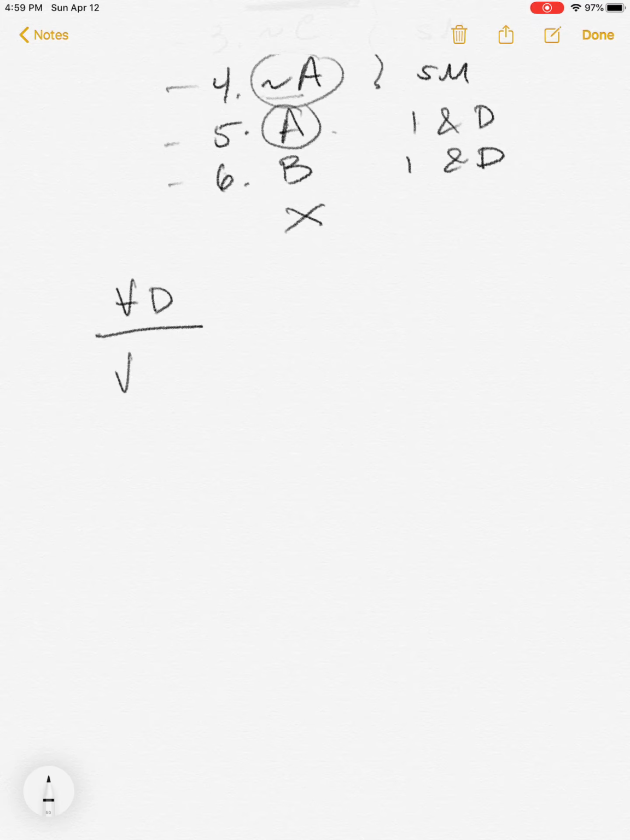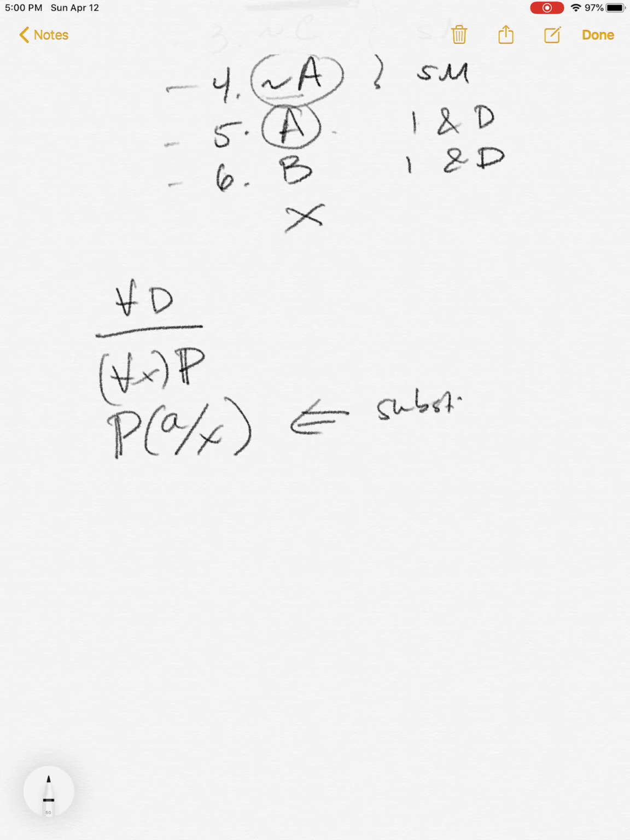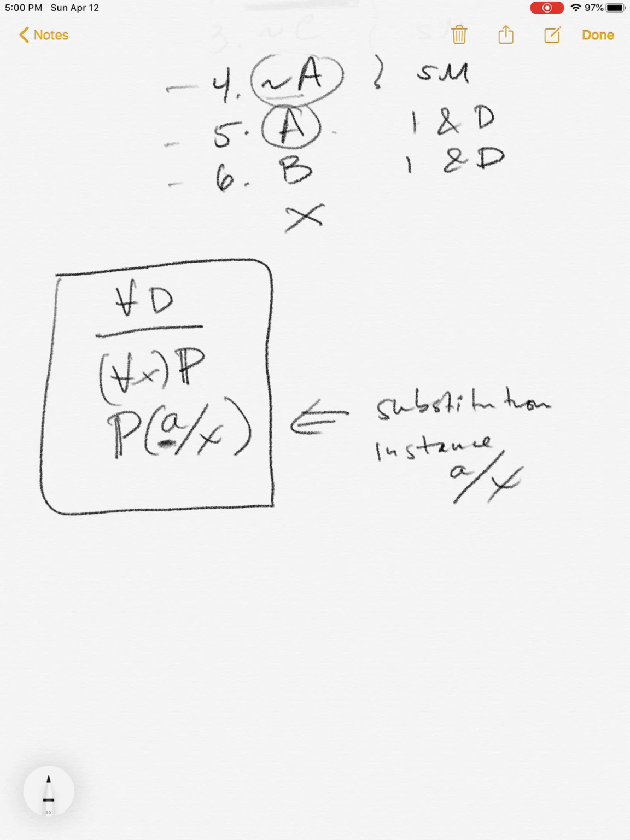It's going to look like this. Universal decomposition: if you've got a universal quantification and you want to decompose it, you write down an instance of that universal quantification, the same way the book writes it. This is a substitution instance of the universal quantification, where we've put in the constant a for the variable x and lopped off the quantifier. So if everything is blah blah blah, then in particular a is. That's the rule that we're going to use.